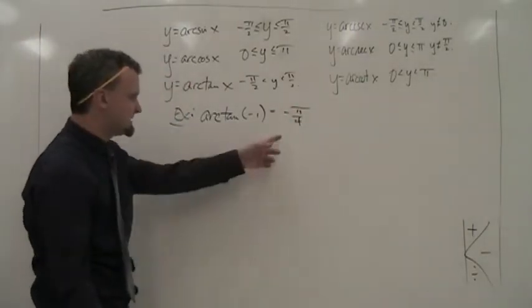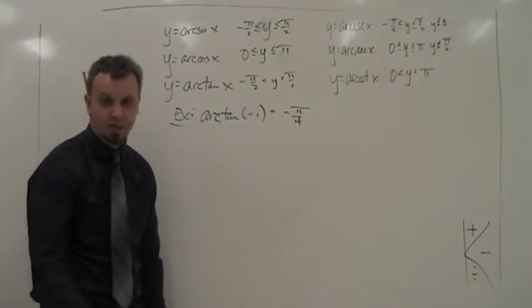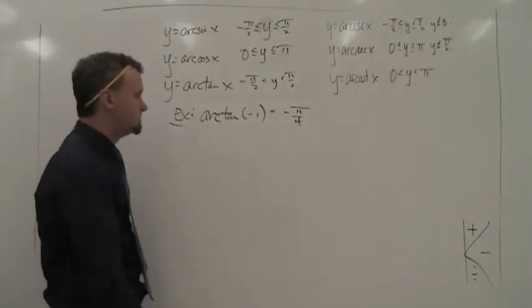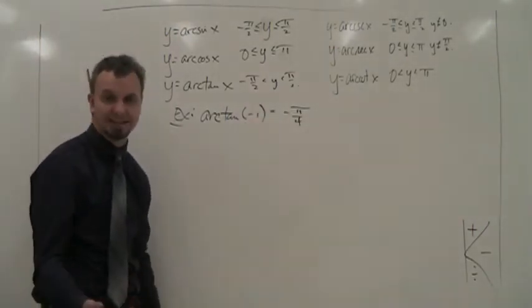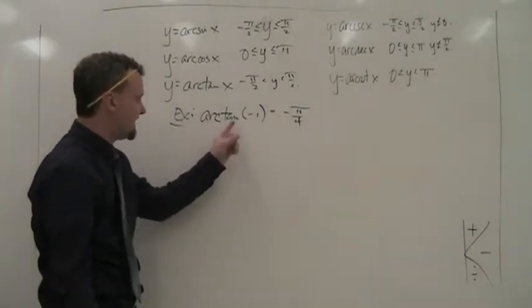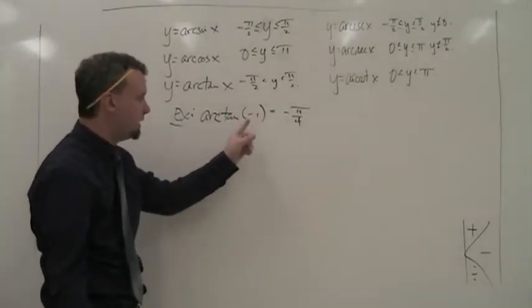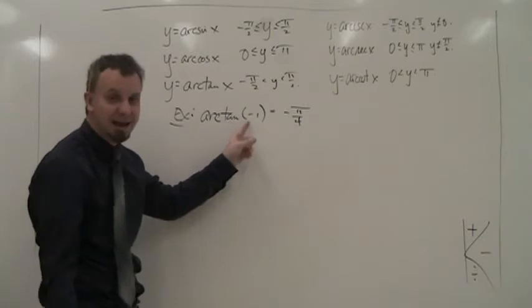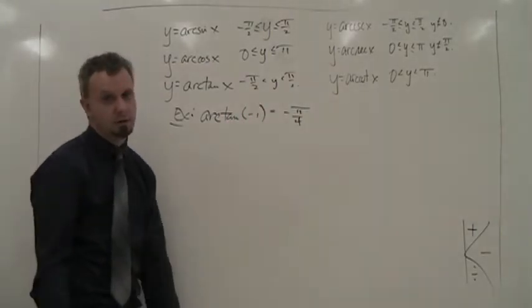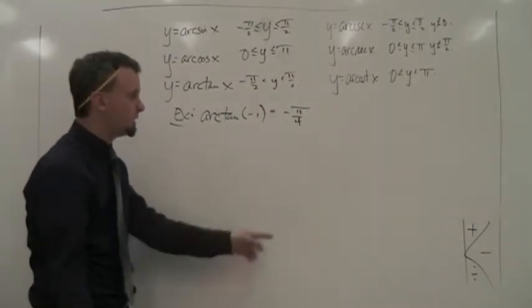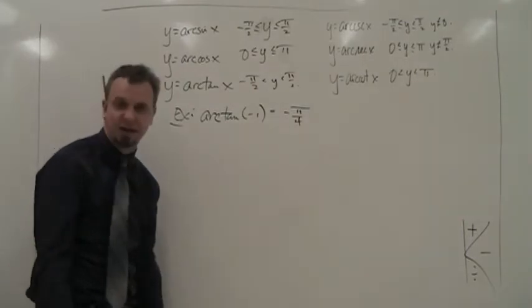Don't tell me that it's 7 pi over 4, okay? That is wrong. All right? Don't tell me it's pi over 4. That's wrong too, because tangent is not -1 at pi over 4. Okay? So don't tell me pi over 4, it's negative pi over 4. And that's the answer you have to give me.